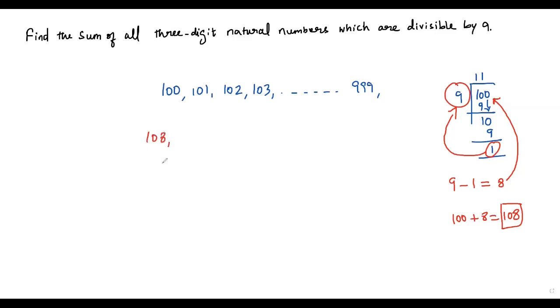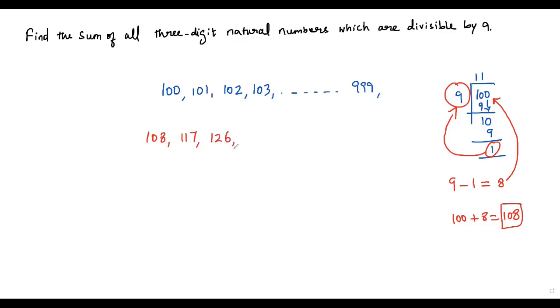Okay, so what is the next 3-digit natural number after 108? What is the next 3-digit natural number which is divisible by 9? So again, do I have to check 109? No, it's very simple. You just add 9 to this one. So when I add 9 to this one, it will be 117. So after 108, 117 is the next 3-digit natural number which is evenly divisible by 9. What is the next one? Add 9 to this.